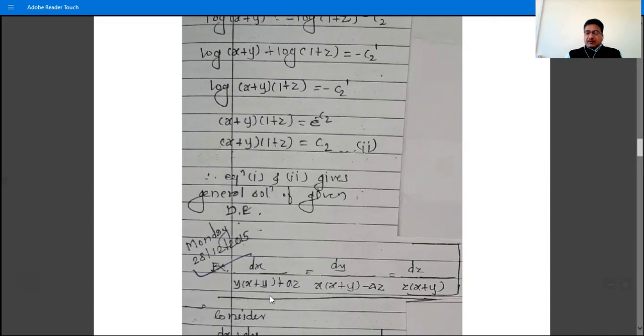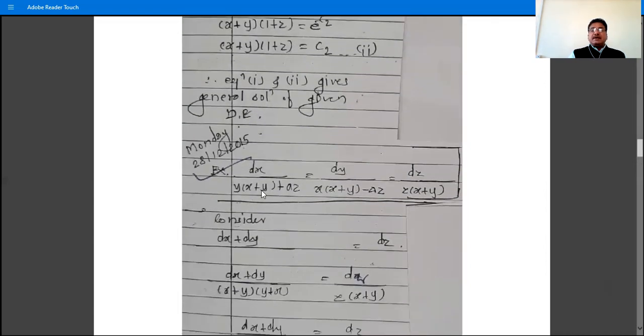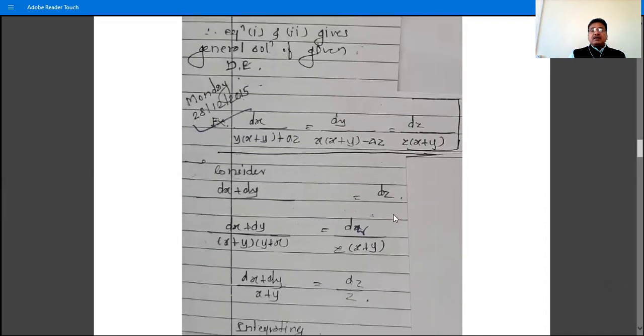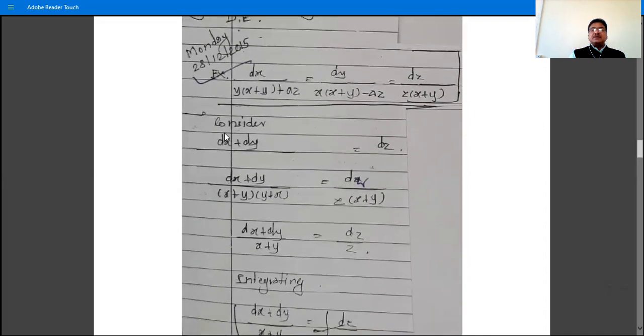Okay. Then the next problem of the same type: dx divided by this quantity, dy by this quantity, and dz by this quantity. Then consider dx plus dy is equal to dz by this. Dx plus dy is what? Again this plus this is what? Minus az plus az get cancelled. And so if we take x plus y as common, then we have y plus x in another bracket, and dz divided by z into x plus y. So take multipliers 1, 1 and 0, and in the place of each ratio, consider the third ratio.